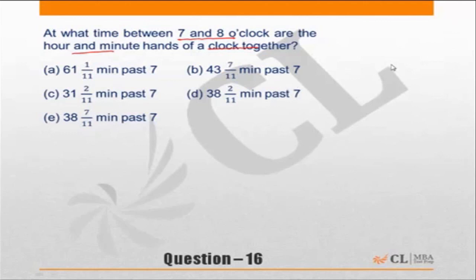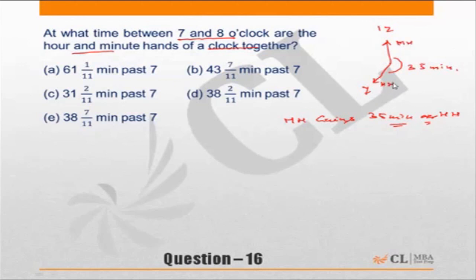At 7 o'clock, the minute hand is at 12, but the hour hand is at 7. So I can say the minute hand is behind the hour hand by 35 minutes. When will they meet? They will meet when the minute hand gains 35 minutes over the hour hand, because the minute hand is 35 minutes behind the hour hand at 7 o'clock. This is the minute hand just for reference, and this is the hour hand.